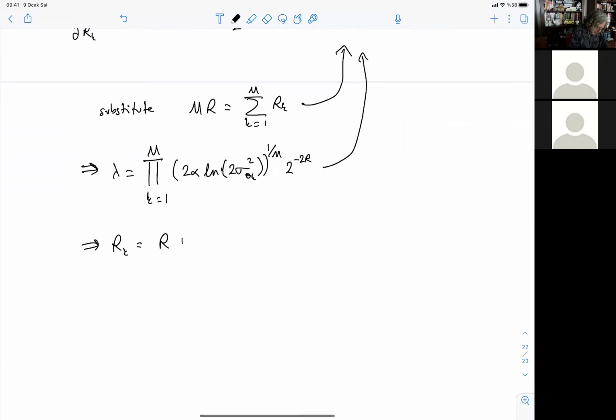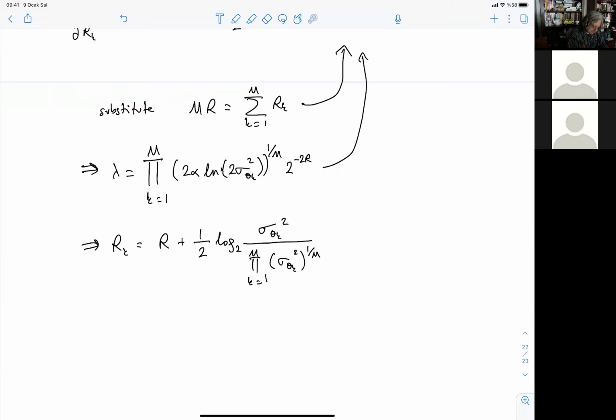This is an awesome result, and understanding this result makes more sense than trying to derive it mathematically. So it is R, which was the average bit rate, remember that, plus 1 over 2 logarithm base 2 of sigma theta k square divided by the multiplication from 1 to m of sigma theta k square, to the power 1 over m. So to the power 1 over m means mth root.